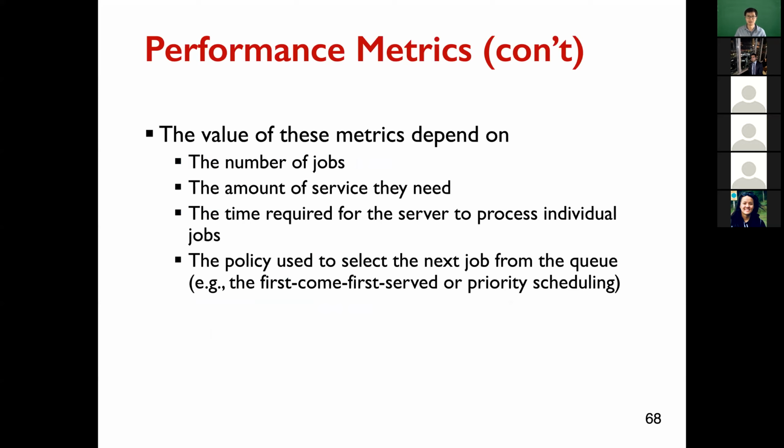So how to calculate these metrics? They depend on the number of jobs, the amount of service they need, the time required for a server to process individual jobs, and the policy used to select the next job from a queue to process, right? So we will see concrete examples. But first, let's look at some data, so we have data in mind, then we can do the explanation of these metrics. Okay.